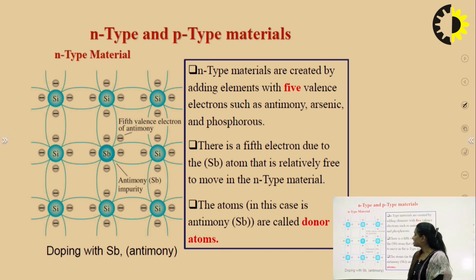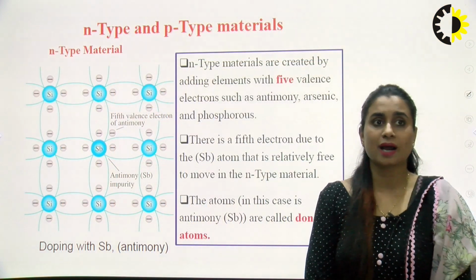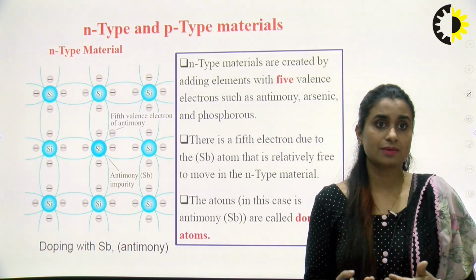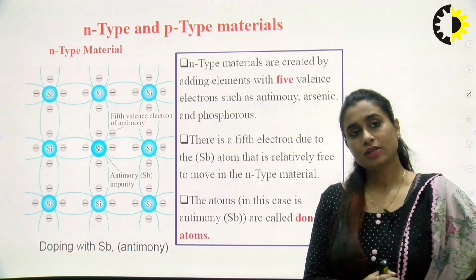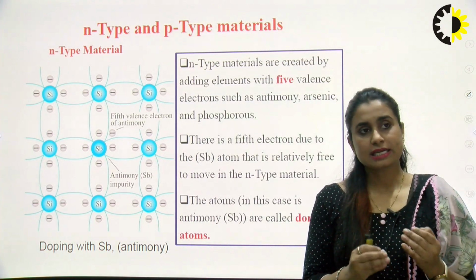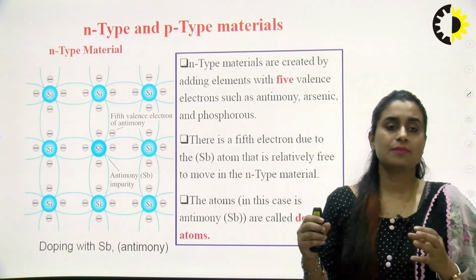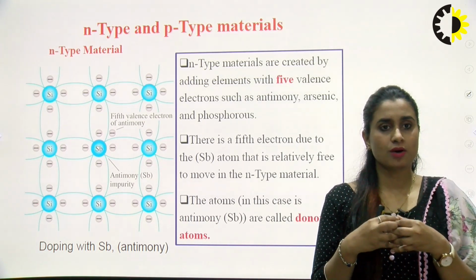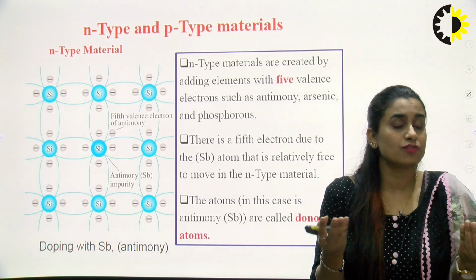Now, what is an n-type material? An n-type material is created by adding elements with 5 valence electrons such as antimony, arsenic and phosphorus. We are talking in terms of silicon. Now, we know that silicon has 4 electrons in its valence shell. To complete the octet, it needs 4 other electrons. But if another element has again just 4 electrons in the outermost shell, making the covalent bond, the octet is complete. Again, we are left with no free electrons, no free charge carrier.